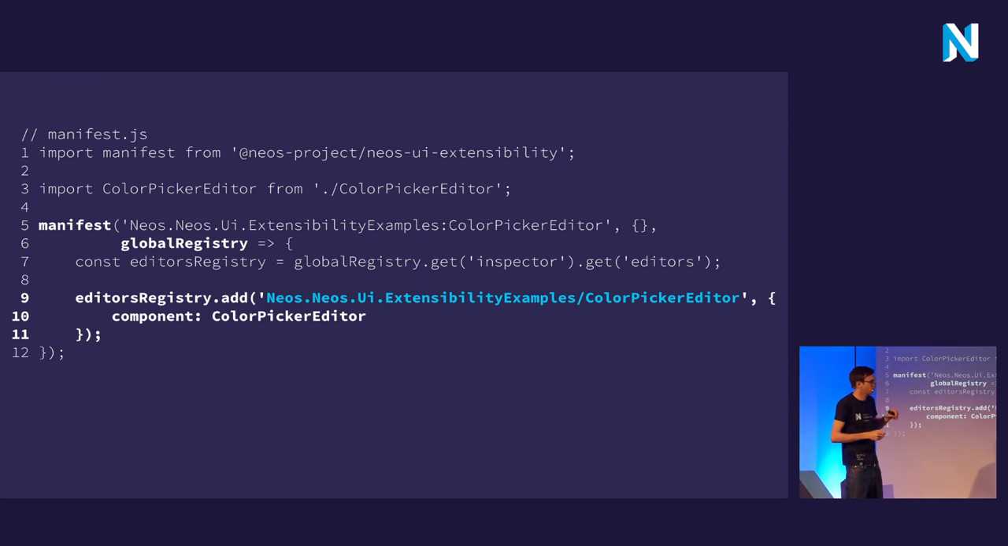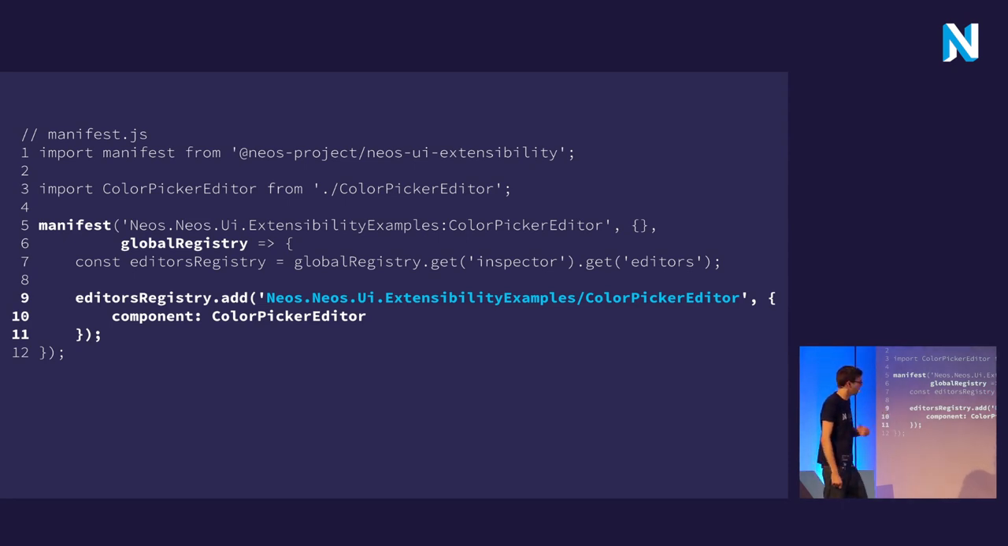And actually, while running the UI, this registry is immutable. That means it doesn't change at all. The only place where you are allowed to modify this registry is inside what we call this manifest file. And so what you do here in line 5, you say this is a manifest file, you give it some name, and then you get the global registry. So the registry is tree shaped basically, so we have a big registry which contains smaller registries, and they contain the values. So that means we can fetch the inspector editor registry, that's what you see here.